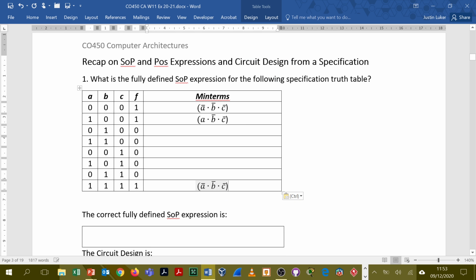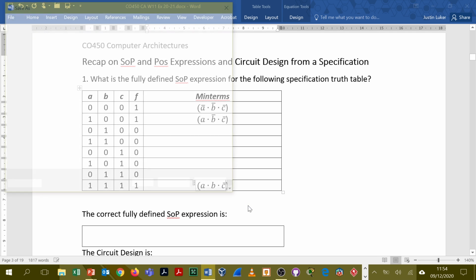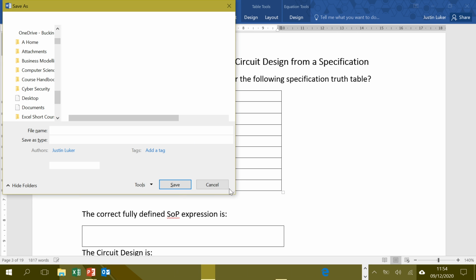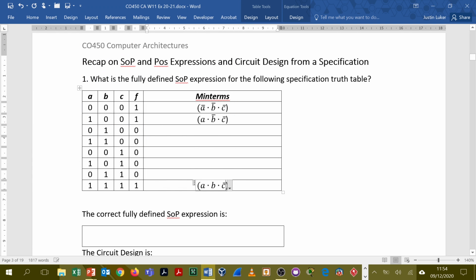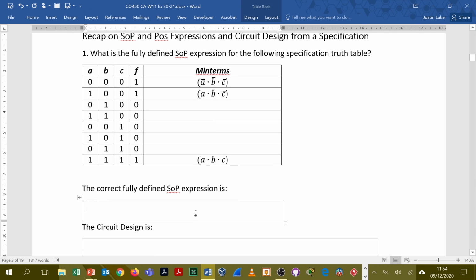And then the final one here is the one right at the bottom, which is all 1s. So 1s are what we're looking for. So that will be A, B, and C, like that. So there we go, A, B, C. That's it. So that's our min terms, and we've worked that out based on the 1 outputs. And now we have to put that expression together.